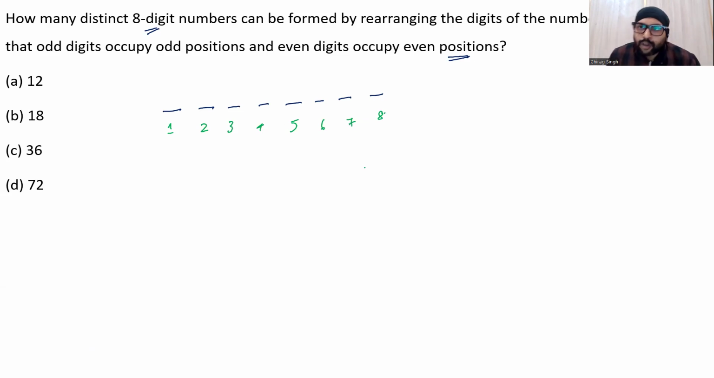Odd digits occupy odd positions. Even digits occupy even positions.